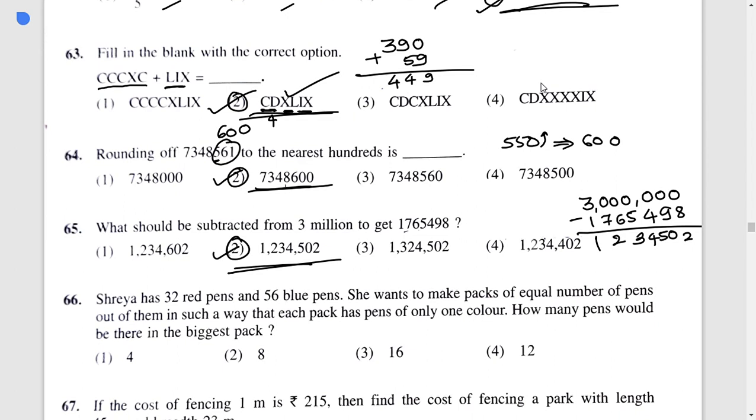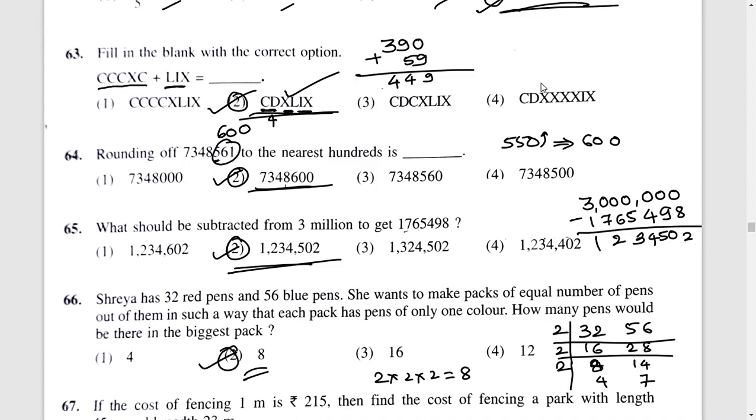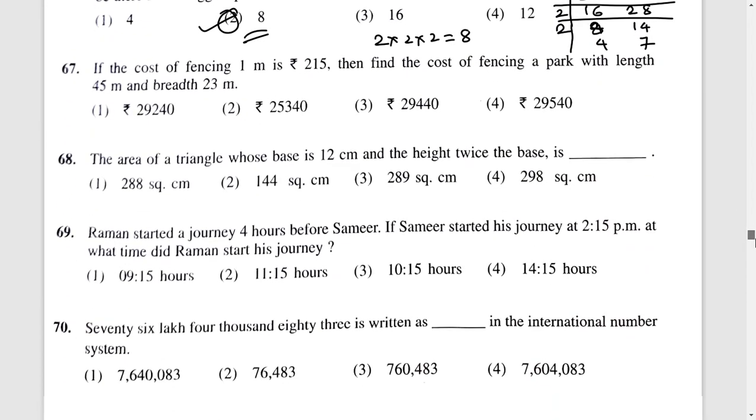So here you have to find the HCF of 32 and 56. It will be 16, 28, 8, 14, 2, 4, 7. So the HCF is what now? 2 into 2 into 2, that is 8. So option 2 is the right answer here. That is 8. HCF is 8.